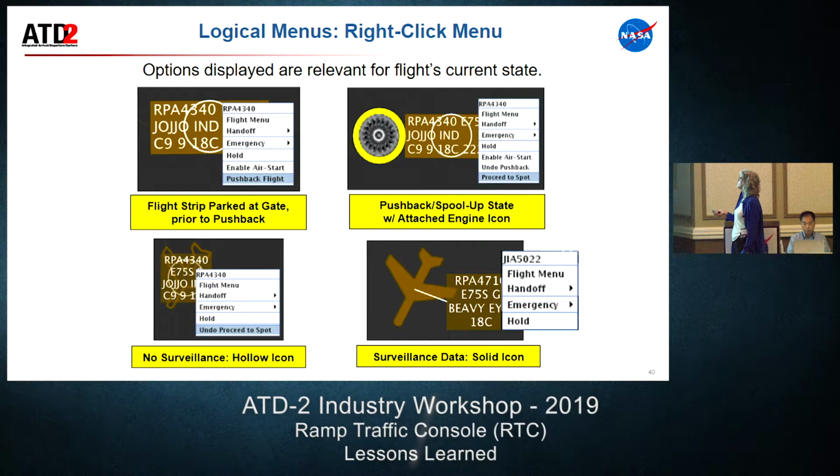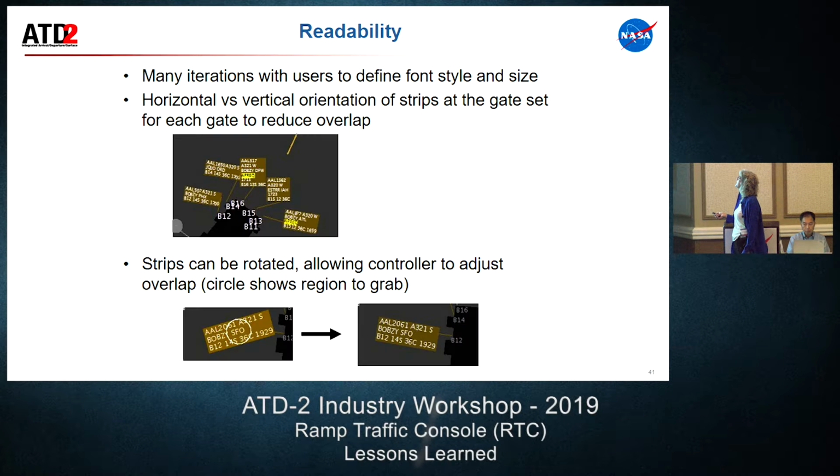And then with our right mouse menus, we only display the options that are relevant to that particular flight in its flight state. Here are our four flight states for departure flights, and you can see that their menus are different for each state, and they only have the options that are relevant for that flight state.